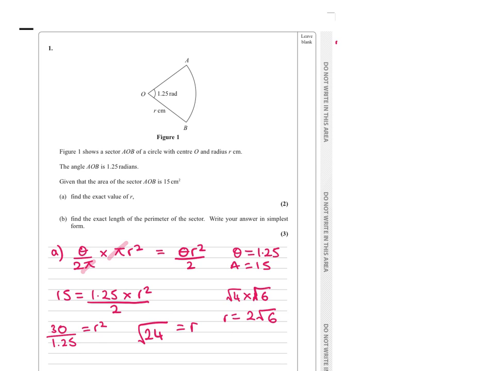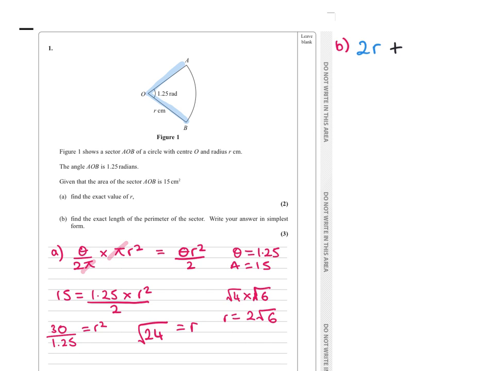So then part B says, find the exact length of the perimeter of the sector. Write your answer in its simplest form. Okay, when in doubt, draw it out, okay? Always draw it. If you think perimeter, we're going around the outside. So for the perimeter, we need this part and we need this part. Okay, straight away we know this is 2r. So this is 2r.